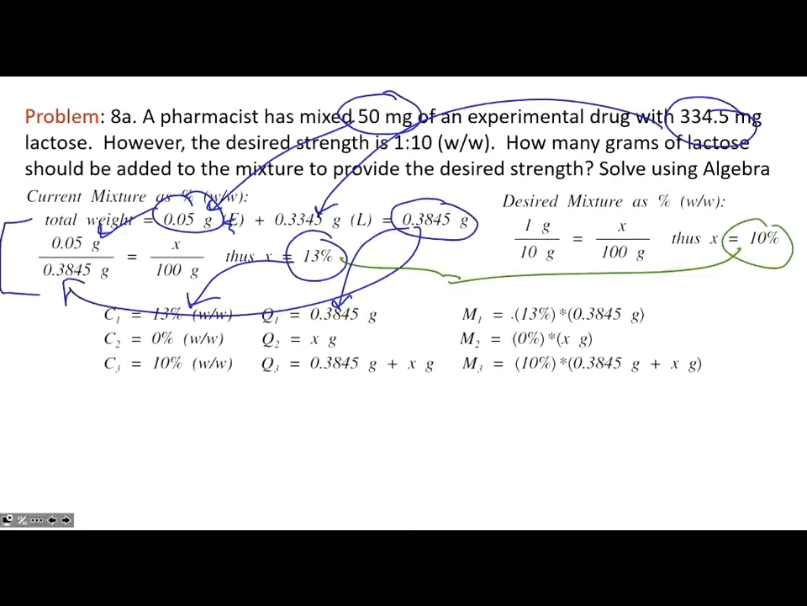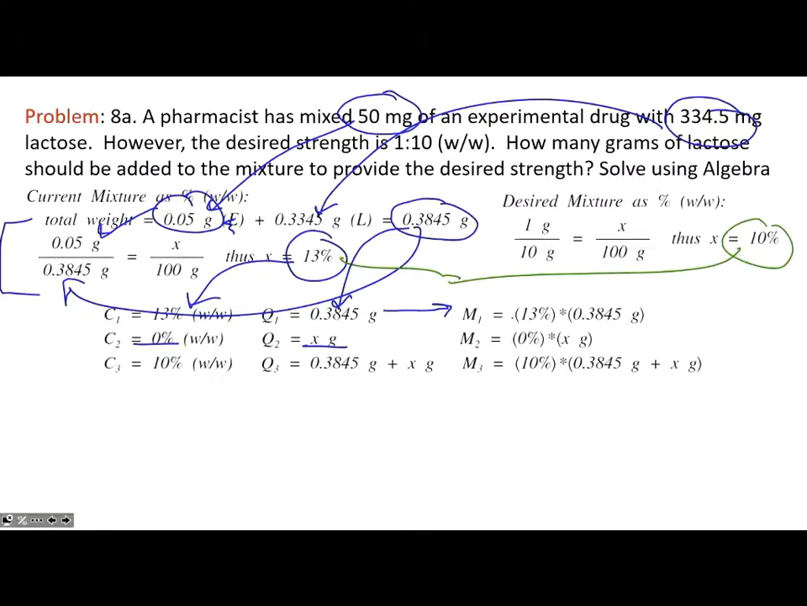So clearly the mass of what we're starting with is 13% times that weight, okay? What are we adding to that? We're adding to it some unknown amount of lactose. So the unknown amount is X grams of lactose. What is the concentration of lactose? 0. What is 0 times X? 0. We are not adding any additional drug. That's why the mass is not changing of the drug. So 0 times X is 0X.